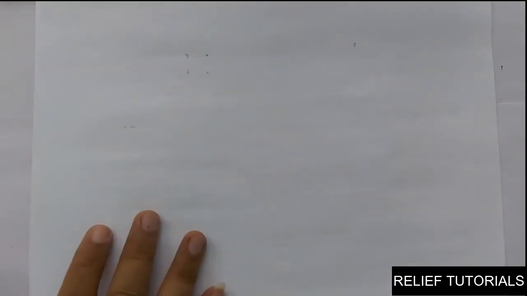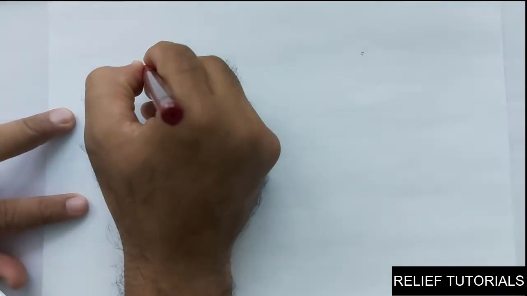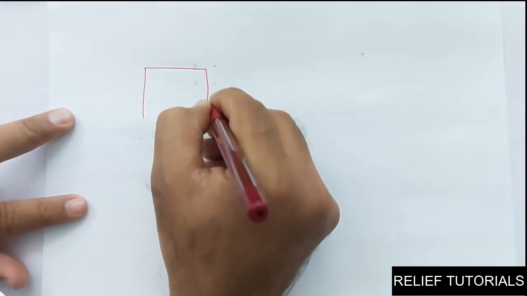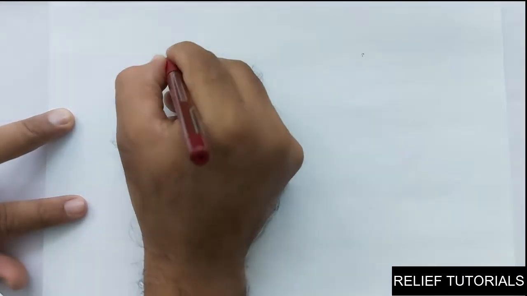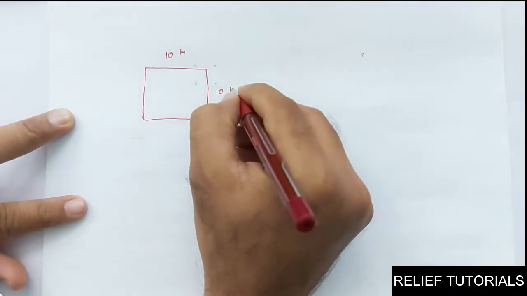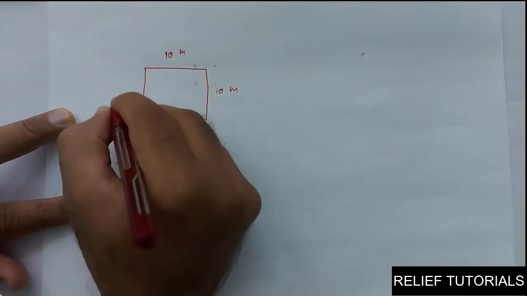Second question from your textbook, blue color question on page number 100, question number 2. Read that question carefully. A farmer moves along the boundary of a square field of side 10 meter in 40 seconds. Here the farmer is moving along the square field. Let us consider this is the square field, having side 10 meter, the length of each side is 10 meter because it is a square.